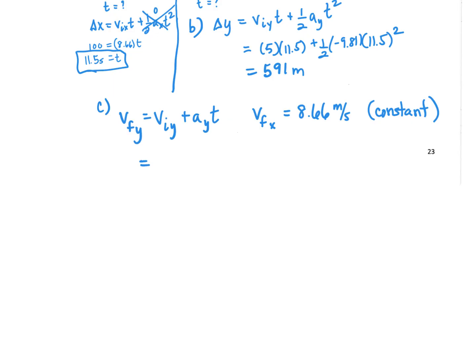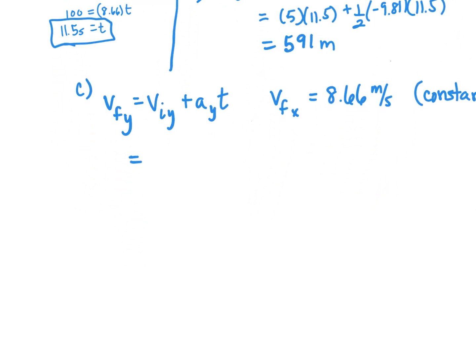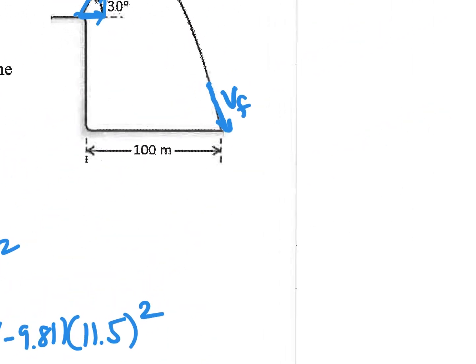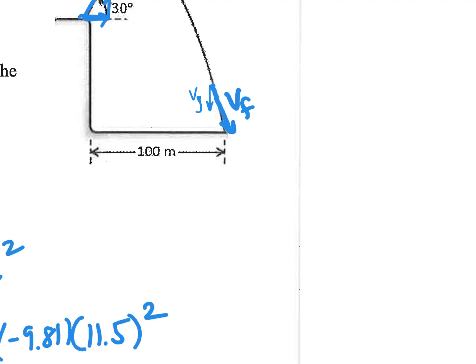So plug in. V initial in the Y direction was 5, wasn't it? Didn't we say it was 5? Minus 9.81 times 11.5 seconds. It's negative what? Negative 107? Negative 108 meters per second. Makes sense, doesn't it? Should be negative. It's pointing down. Always double check that. Look at your picture that you drew and ask yourself, V sub Y final is downward.